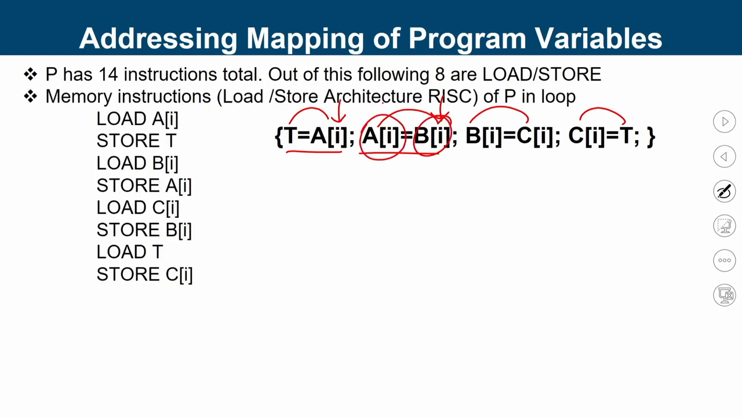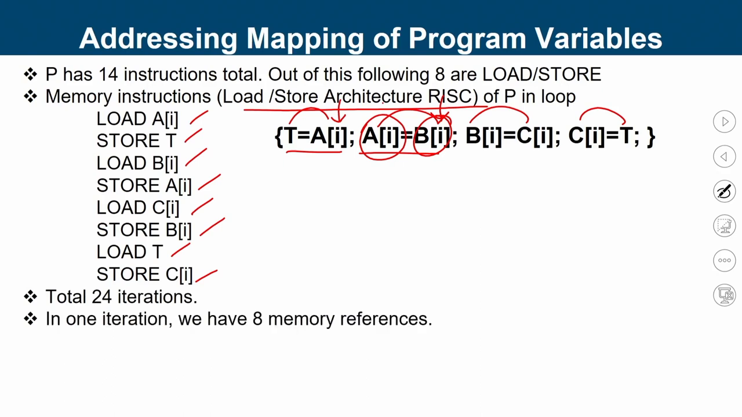Since it is told it's a RISC machine, it's a load store architecture. So these are the instructions: load A, store in T, load B, store A, load C, store B, load T and store C. These are 8 instructions that I am talking about in one iteration of the loop. So totally I have 24 iterations. In one iteration, there are 8 memory references.